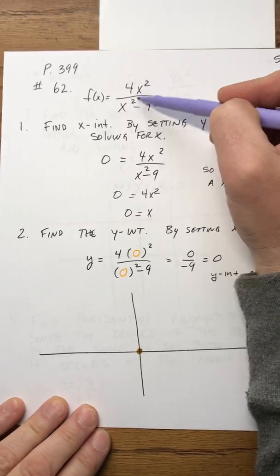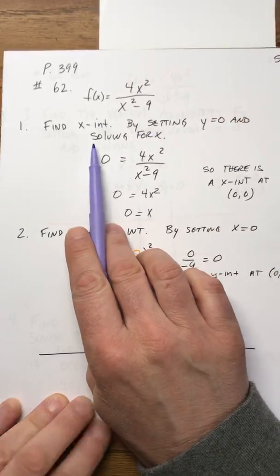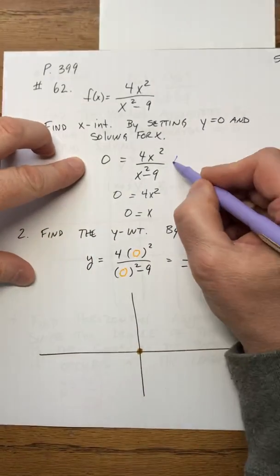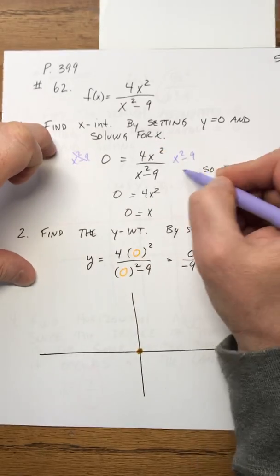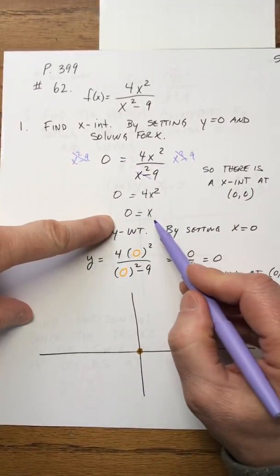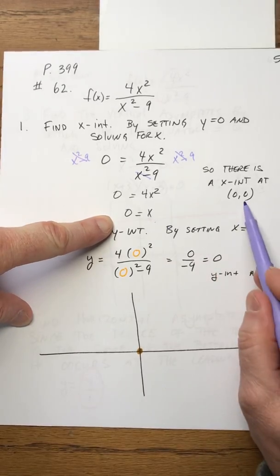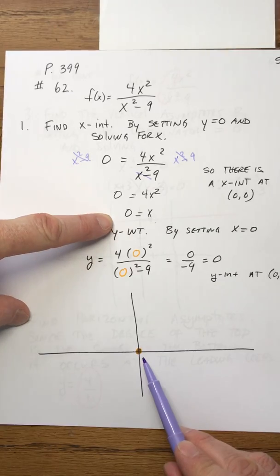Here we have a degree the same. So let's start off with the x-intercept. Set equal to 0. We can multiply both sides by this here, and they'll cancel out. This times this is just 0. So x equals 0. That means at (0, 0) we're going to have an x-intercept.